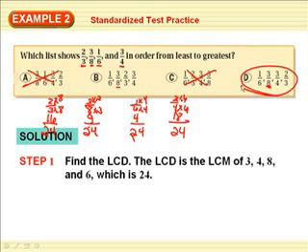3/8, 3/4, 2/3. Wow. Did I write something wrong? Let me see if they have something different in the book. 2/3, 3/4. 2/3.